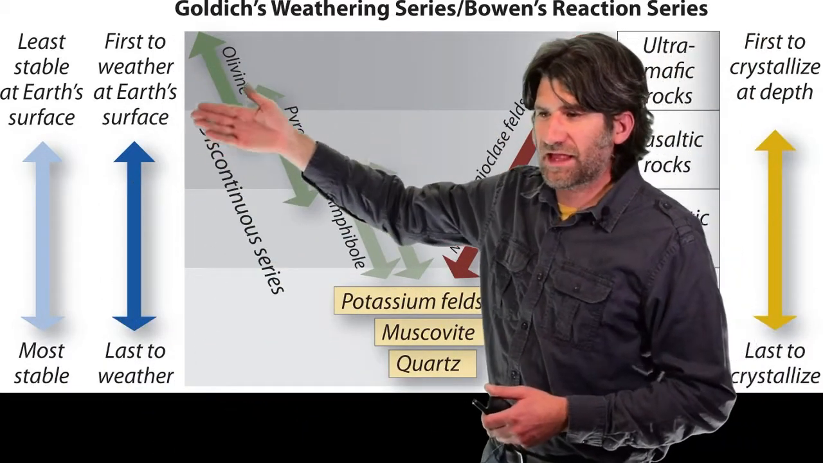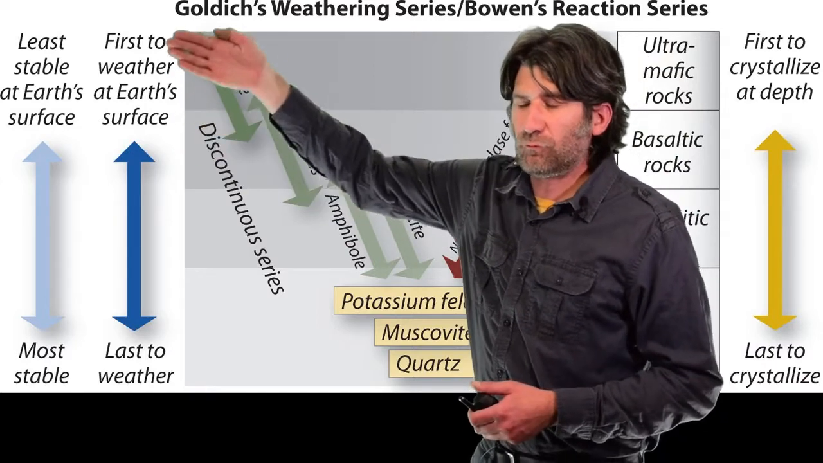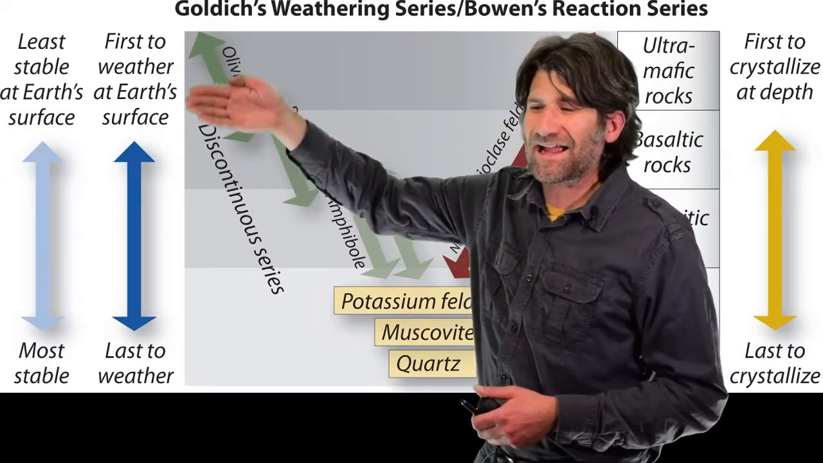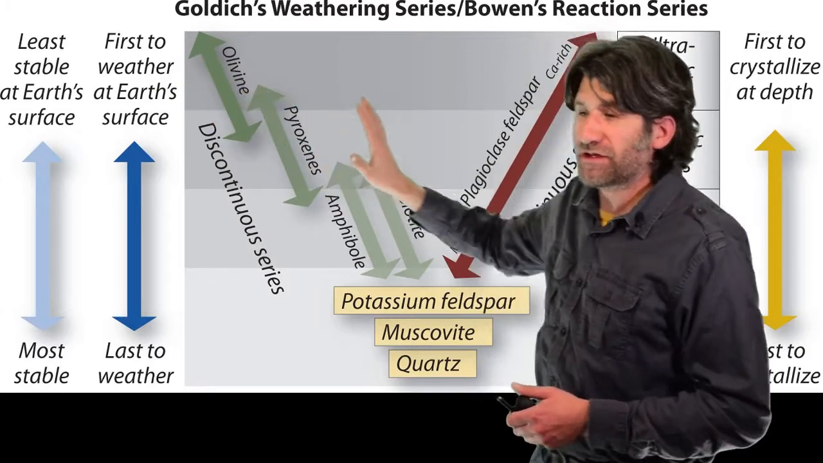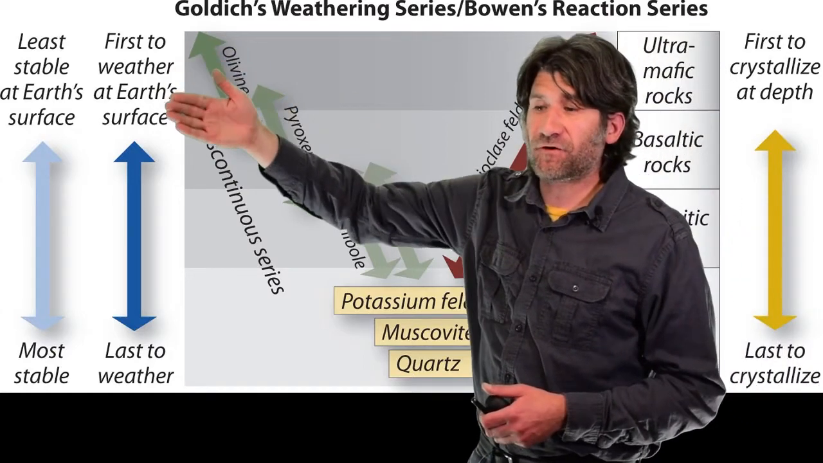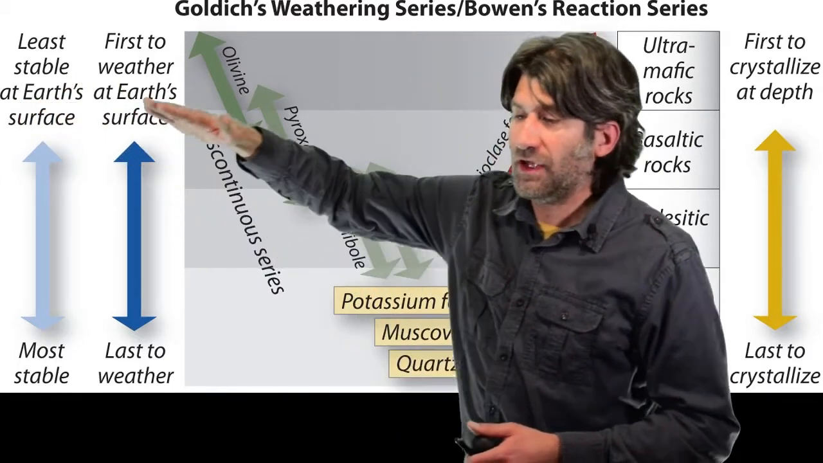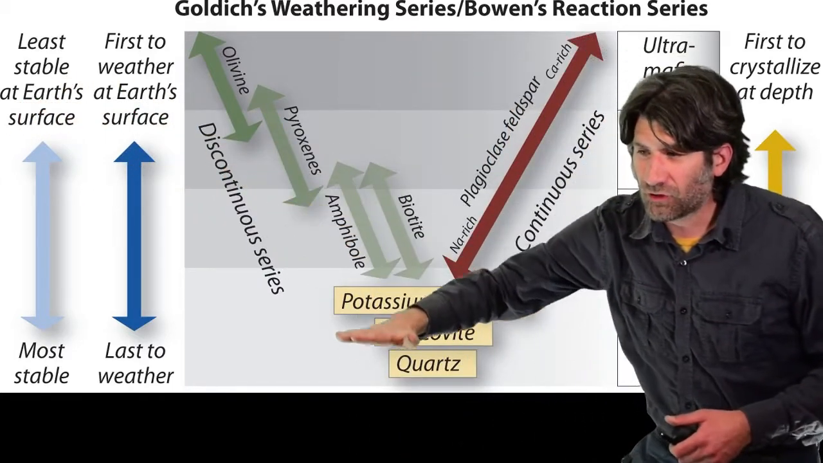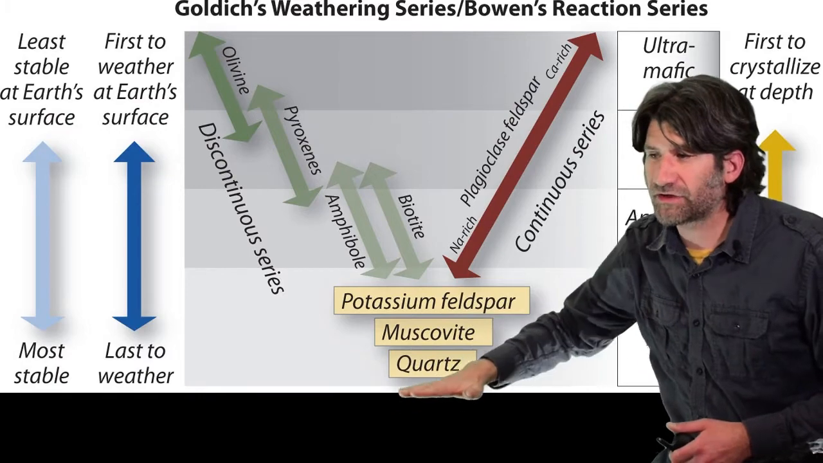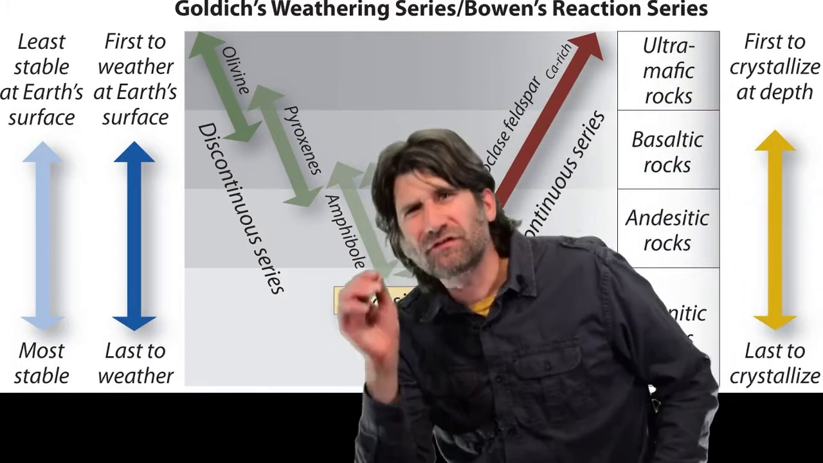We see that the minerals that form at the highest temperatures, the olivines and the pyroxenes, are going to be the first to weather at the Earth's surface. They're going to be the least stable. And then what we end up with all the way down here, the most stable, is quartz.